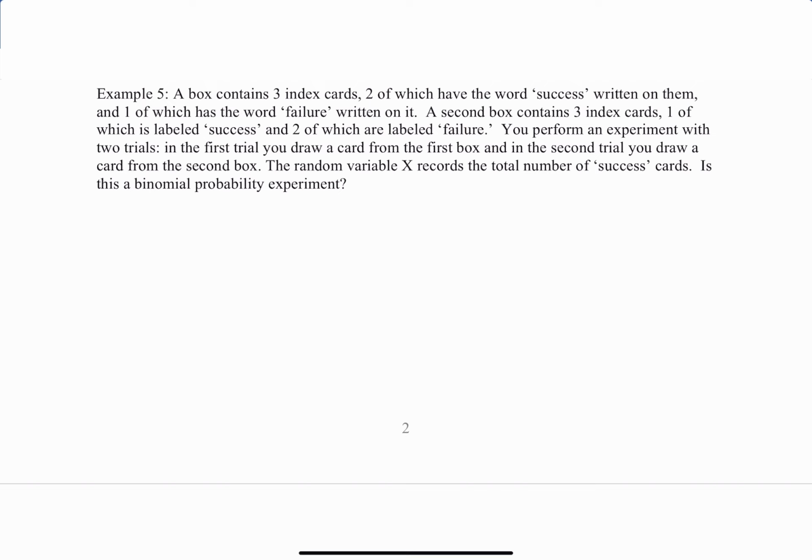You perform an experiment with 2 trials. In the first trial, you draw a card from the first box, and in the second trial, you draw a card from the second box. The random variable x records the total number of success cards in the 2 trials. Is this a binomial probability experiment?